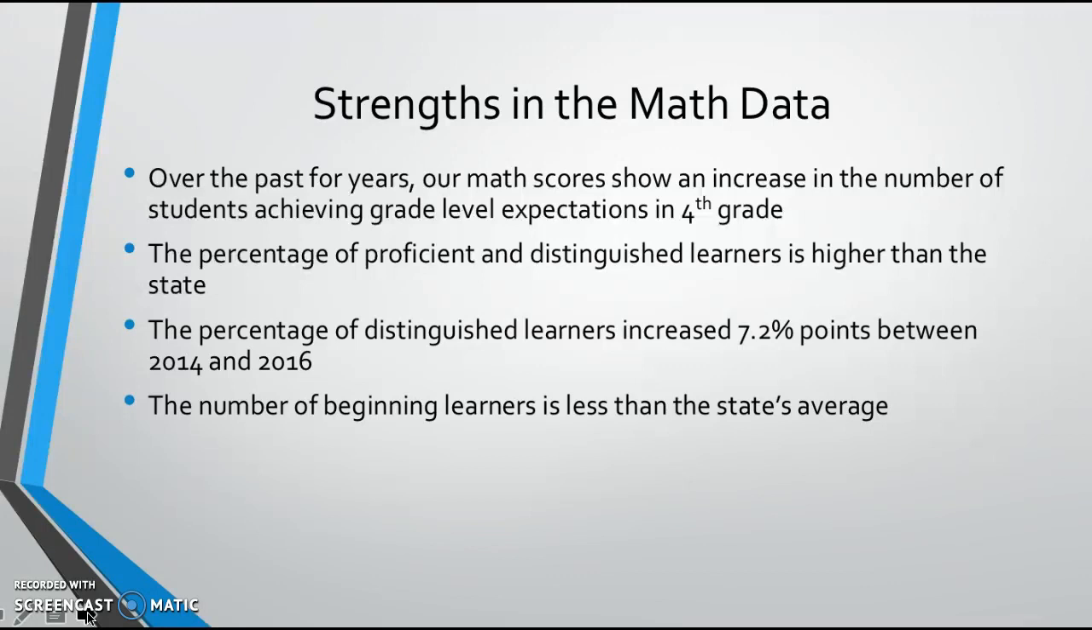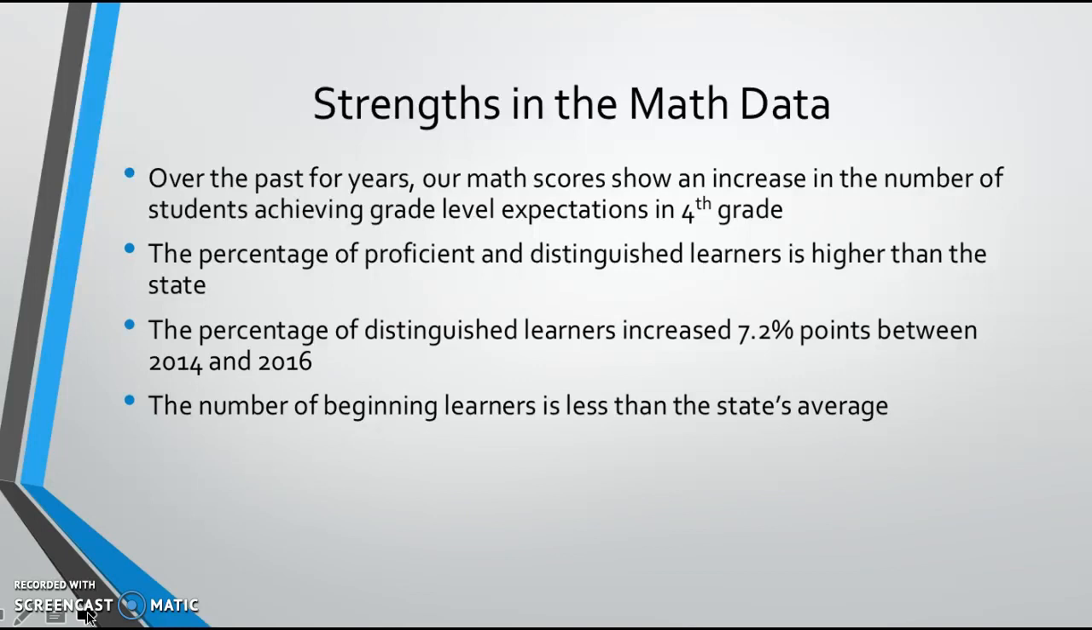Let's review the strengths in the math data that we just looked at. Over the past 4 years, our math scores show an increase in the number of students achieving grade level expectations in 4th grade. The percentage of proficient and distinguished learners is higher than the state, and the percentage of distinguished learners increased 7.2% between 2014 and 2016. Finally, the number of beginning learners is less than the state's average. This could be attributed to the focus on balanced math instruction and after-school tutoring.